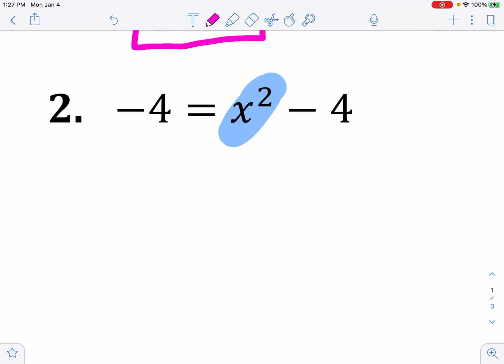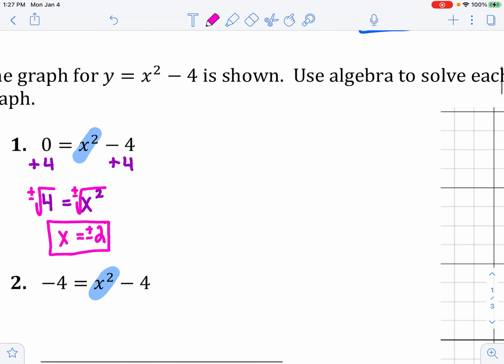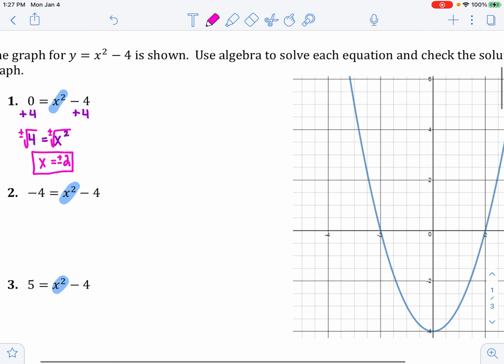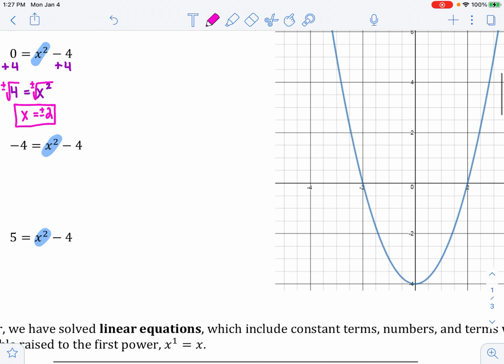All right, let's go on to this next one here. Oh, and it says verify your answer. So let's look right here. This is the equation x squared minus 4. Where is it equal to 0? Here and here, at positive and negative 2. That is correct.